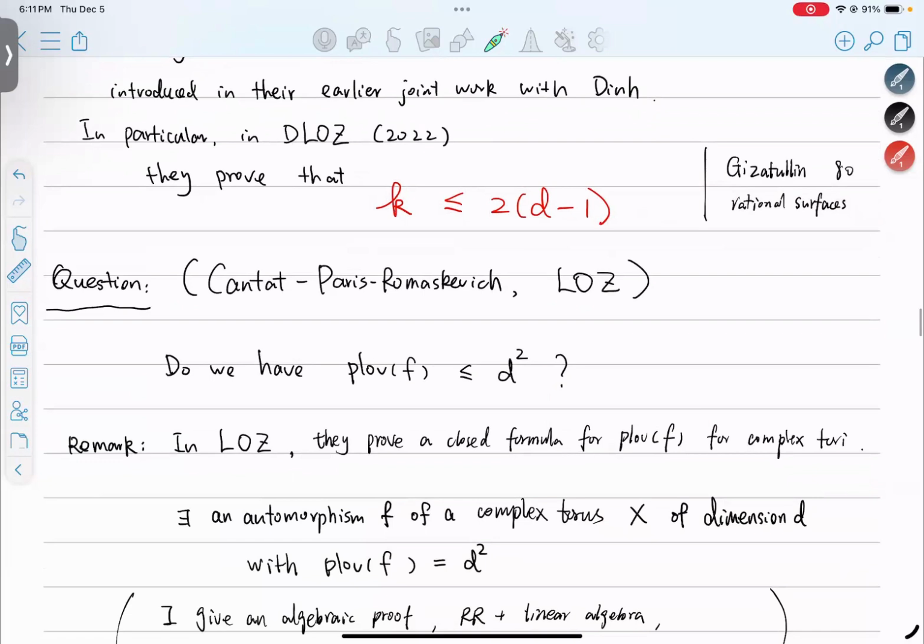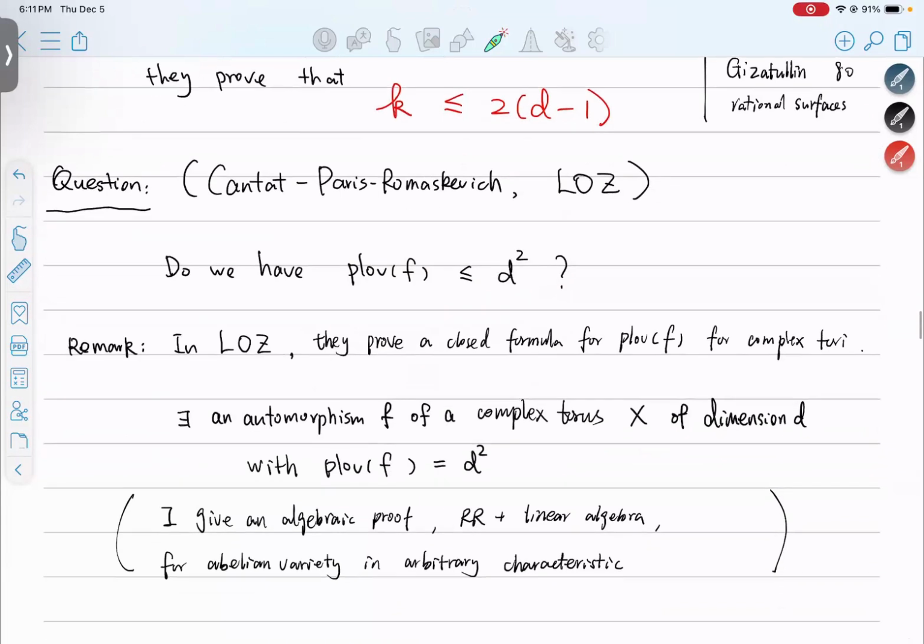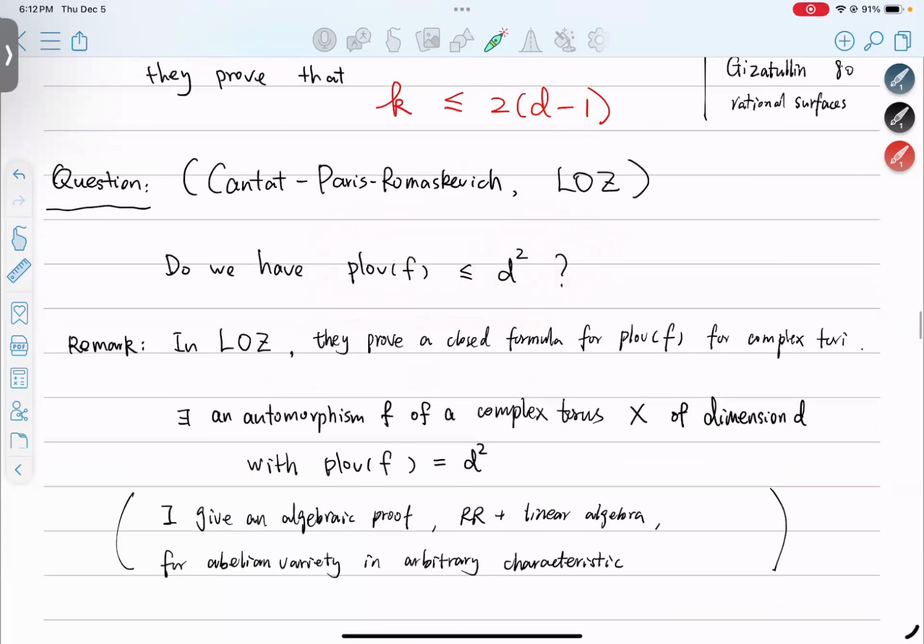Now here's the question: Cantat and Paris-Moscovitch, also Lin, Oguiso, and Zhang, both of these groups asked whether polar of f is less than or equal to d squared. If polar of f is less than or equal to d squared, then this must be optimal, because they have shown by example, using a complex torus, that polar of f can be d squared.